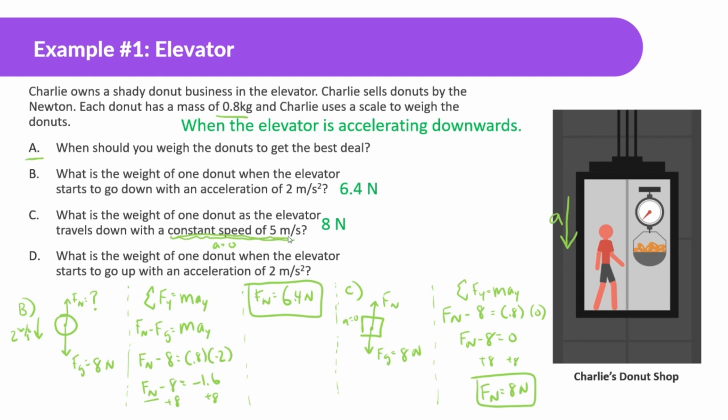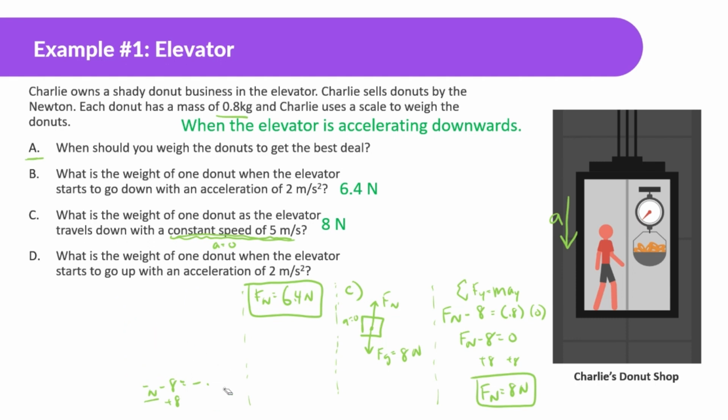Okay. Part D is, what is the weight of one donut when the elevator starts to go up with an acceleration of 2 meters per second squared? Okay, so let me just kind of erase all this. Very similar to part B, but instead of accelerating down this time, we're going to be accelerating up. So you should be able to do this on your own, and I suggest doing that. I suggest always trying to do things on your own. But anyway, here I go, if you don't want to do that.